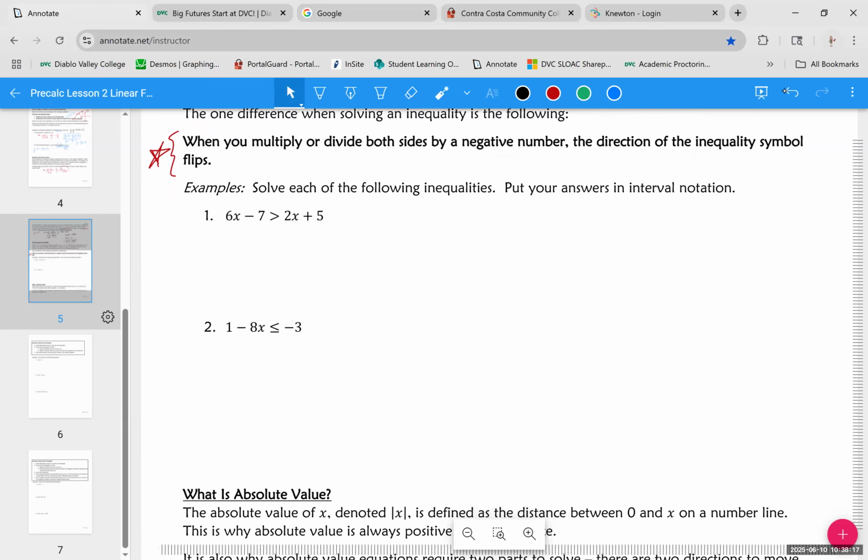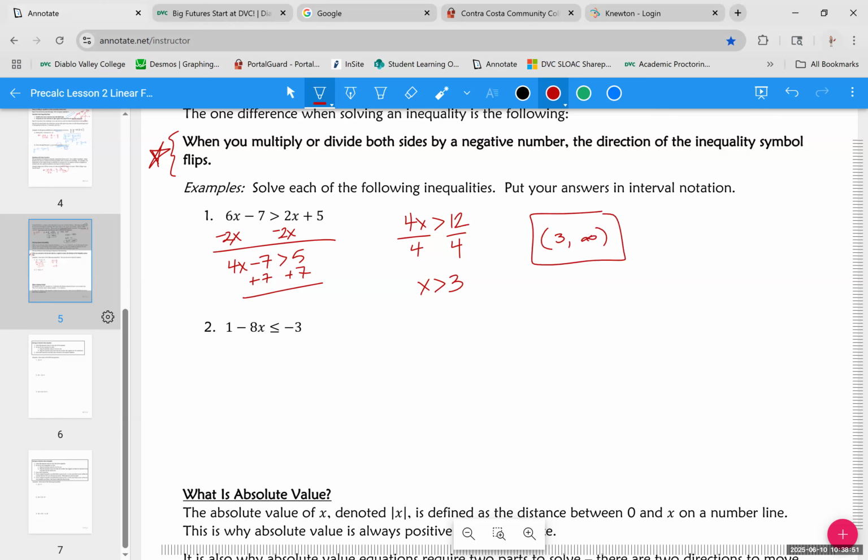And so these are pretty straightforward. We're going to solve each one of these and put our answers in interval notation. So I'll start by maybe moving the x's to one side, and the numbers to the other. Could have done that all in one step. And then divide. Now I'm dividing by a positive number, so the direction of the inequality does not change. X is greater than 3 would be 3 to infinity in interval notation.